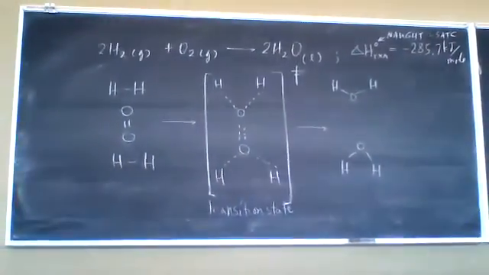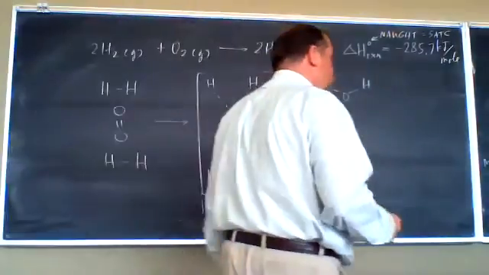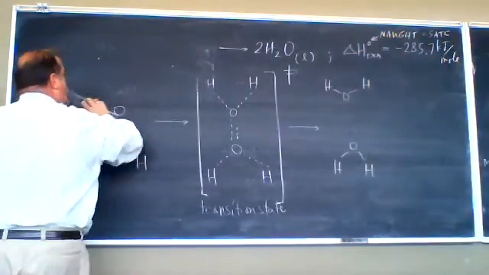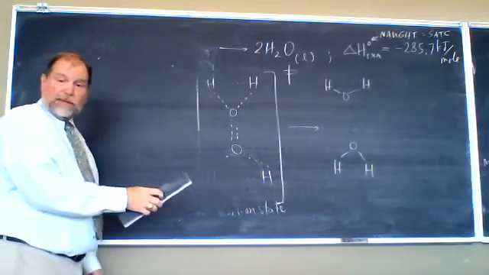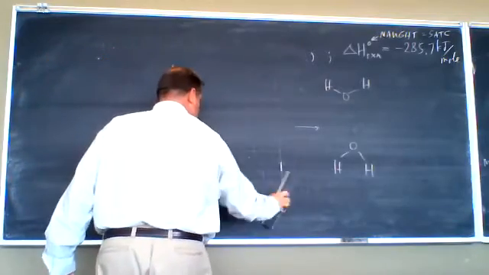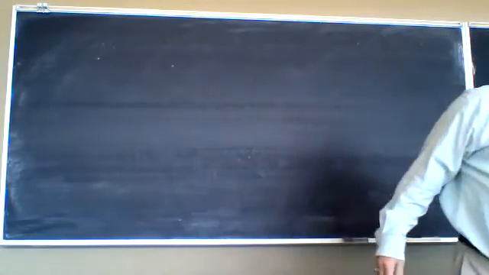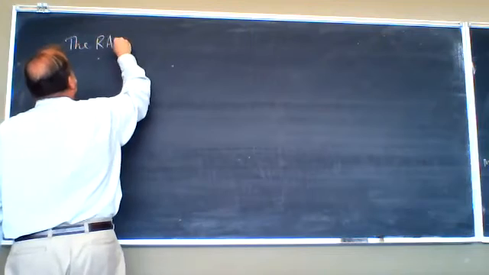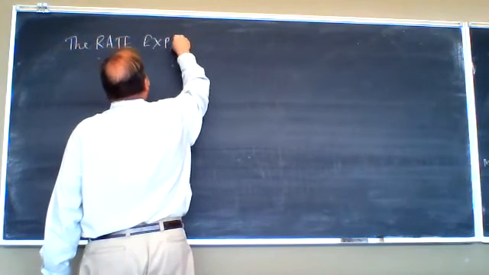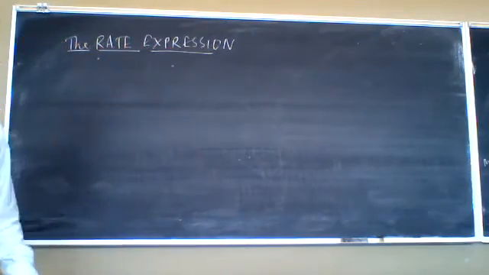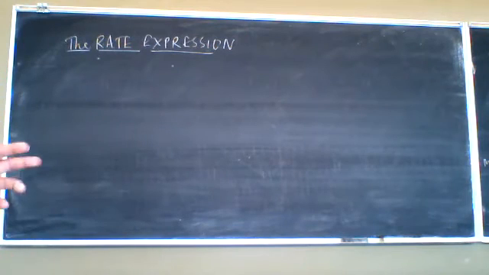So now that we recognize what we measure in order to represent the rate, the units that we're going to use, let's talk about writing a representation for the rate itself. And so we start with what is called the rate expression. Rate expression can be written for any reactant or any product in a balanced chemical equation.